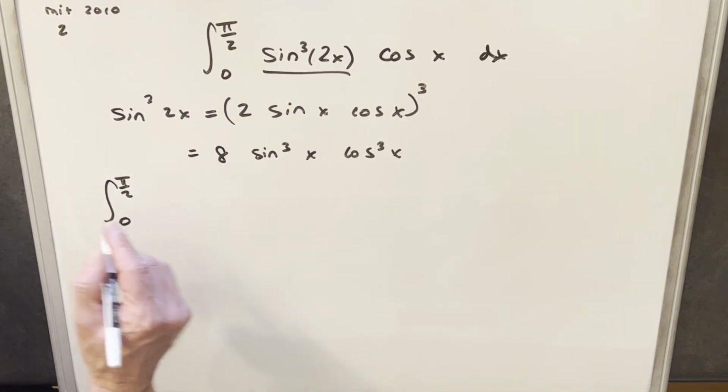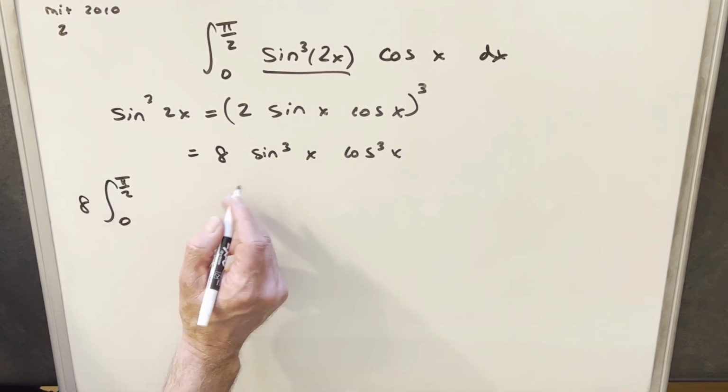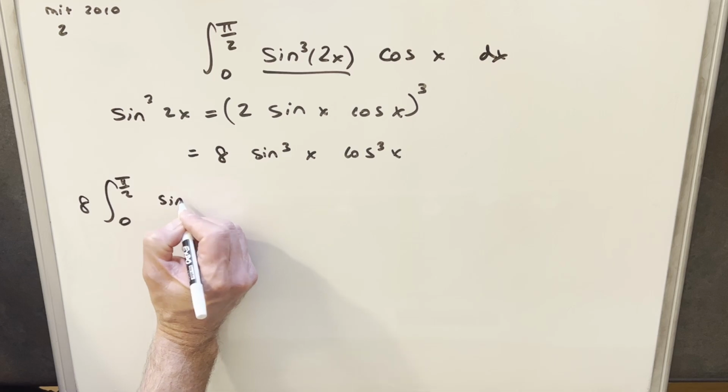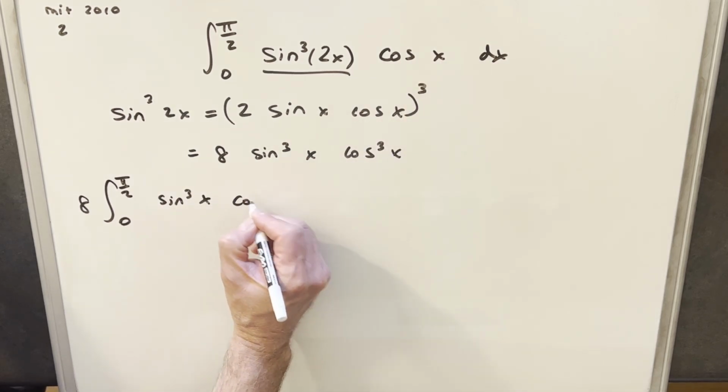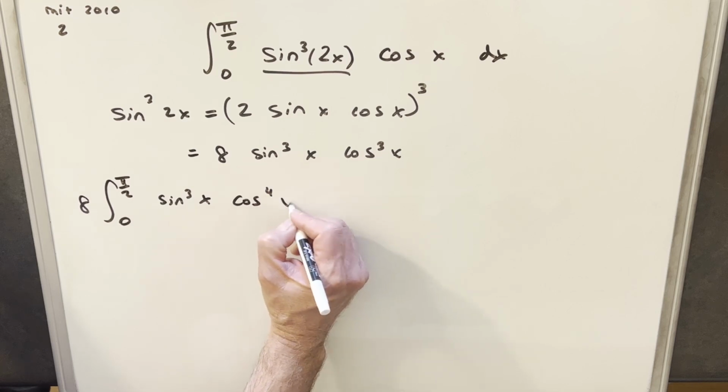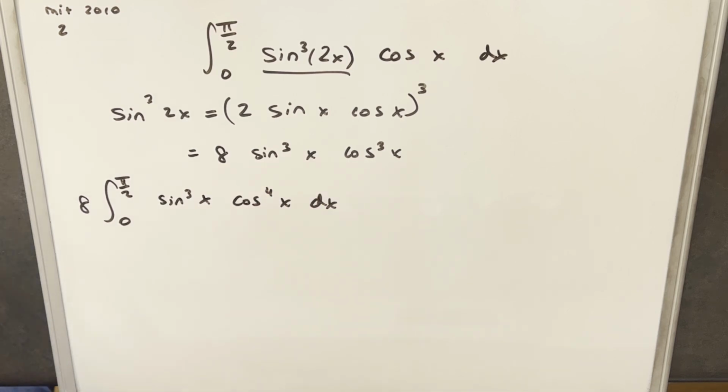Okay, so on the rewrite, I'm going to take my 8 and just bring it out front of the integral. We're going to have sine cubed x. And I'm going to multiply this cosine cubed x times cos x. And that's going to give us just cosine to the 4th x dx. From here, this is a case where we like to set up a u substitution.